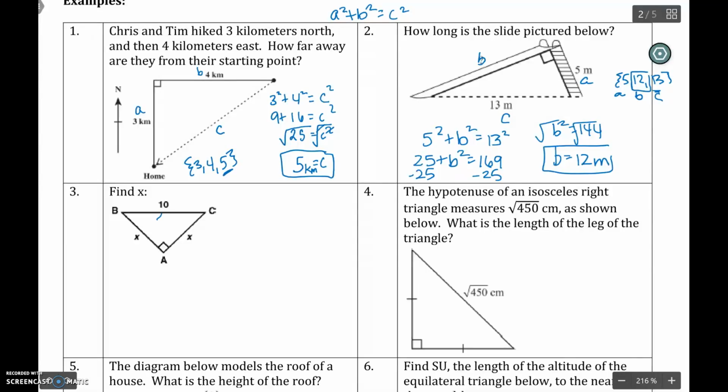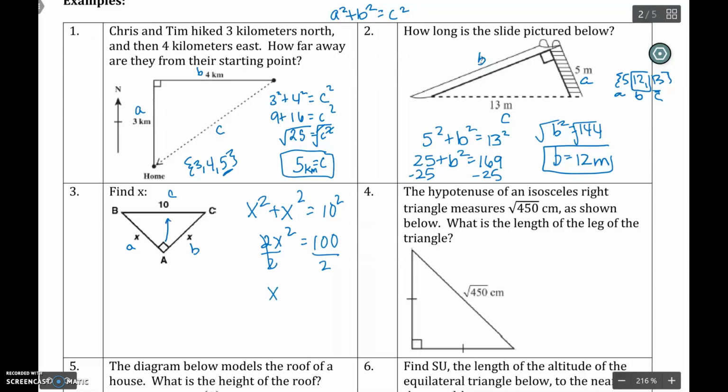Okay, again we have a right triangle, and across from the right angle is your hypotenuse. The other two are A and B. X squared plus x squared, because they're both the same, equals 10 squared. That's 2x squared equals 100. You have to add the like terms. Then you can divide the coefficient away.